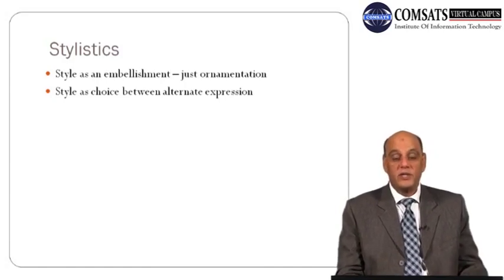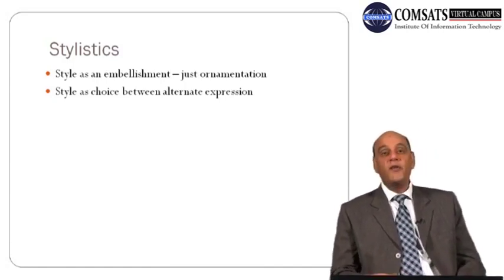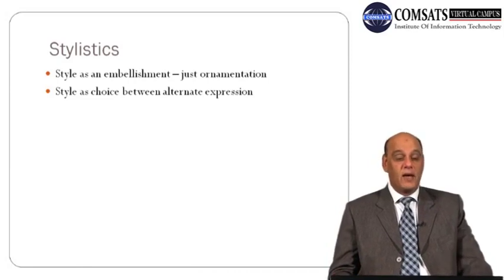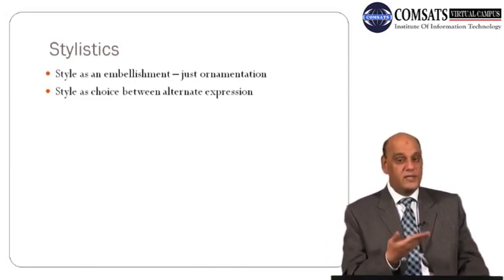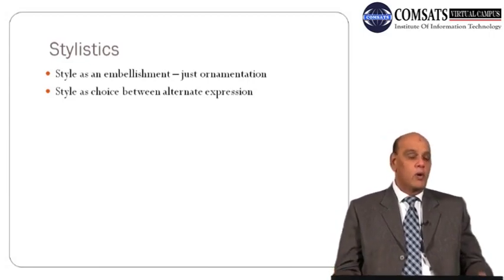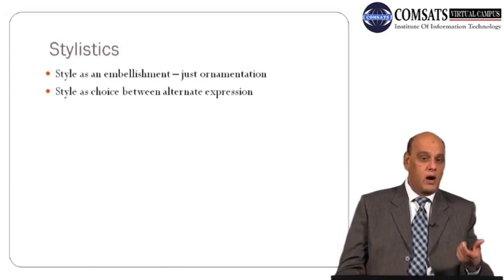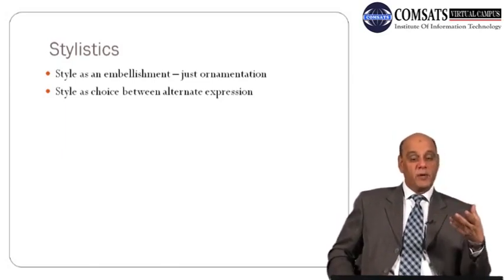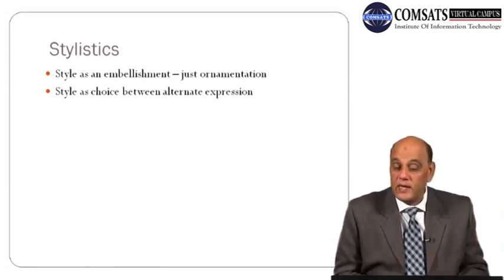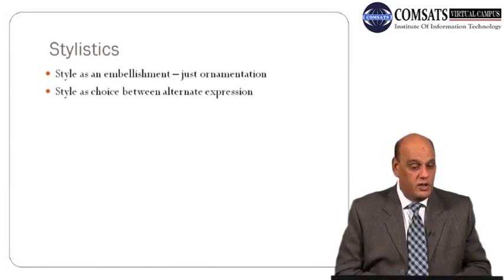Style as an embellishment, just ornamentation. Now, there are different aspects of analyzing a text, and stylistics has six different aspects which are applied to study a text. The first one is style as an embellishment, as a decoration, just ornamentation. Style is used just for ornamentation or embellishment. No particular specific words are used specifically for any purpose. It's just an ornamentation.